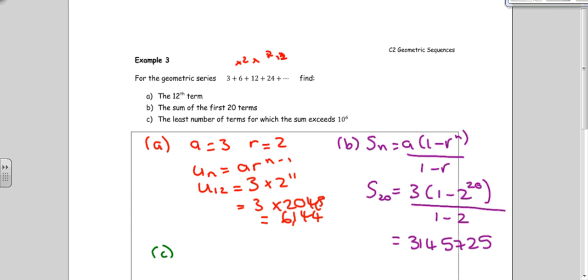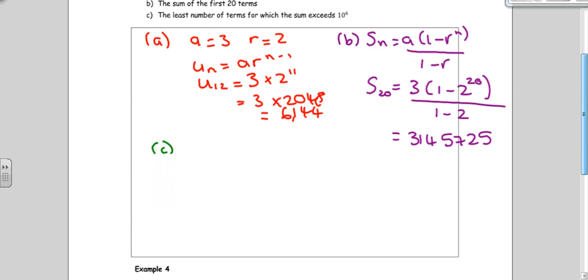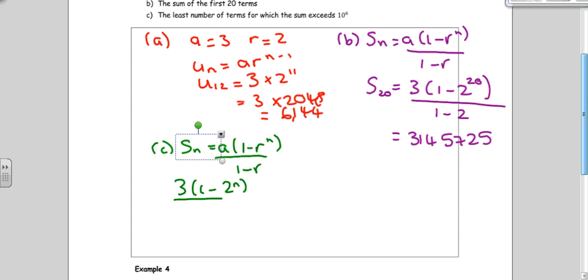And now for part C, we're asked to find the least number of terms so that the sum exceeds 10 to the power of 6. So we're using S n equals a times 1 minus r to the power of n all over 1 minus r. So again, putting in the values, that's 3 lots of 1 minus 2 to the power of n all over 1 minus 2. So we're looking for where that just becomes larger than 10 to the power of 6.